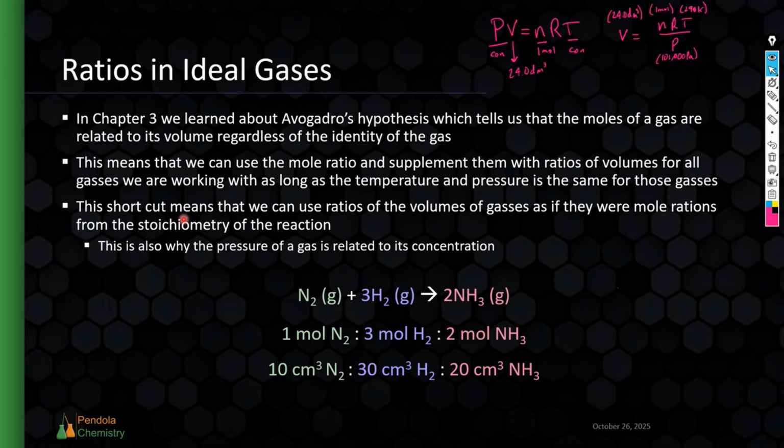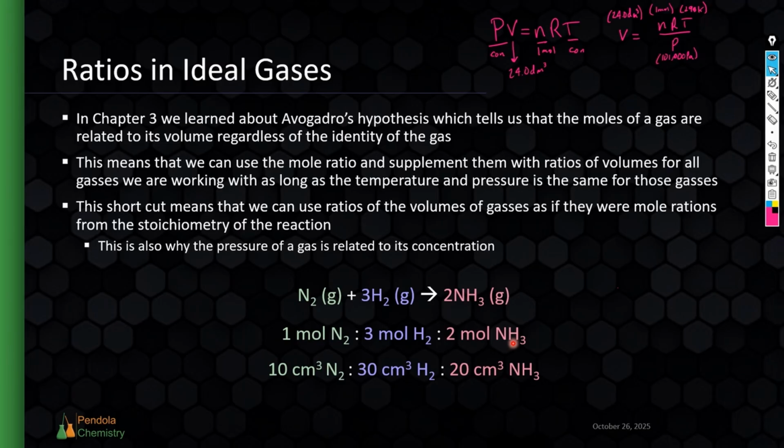Because that's a lot of very complicated theory behind a very simple process. If we have, for example, the equation for the creation of ammonia, which is what we call the Haber process, N2 gas plus 3H2 gas makes 2NH3 gas. We know from chapter 3 that that means we have a 1 to 3 to 2 mole ratio. 1 mole of nitrogen is equal to 3 moles of hydrogen, which is equal to 2 moles of ammonia.